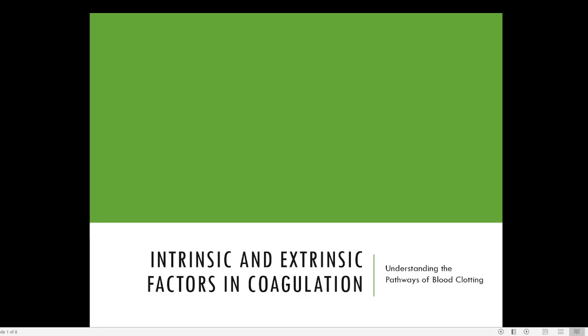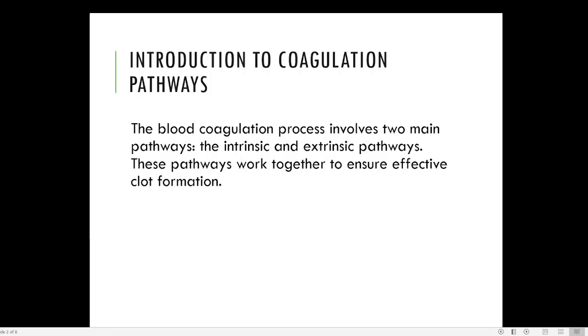So in the case of this intrinsic and extrinsic factor in coagulation, everybody knows what coagulation means: basically clotting of blood. Blood clotting is what we call by the name coagulation. Now there are certain basic events in coagulation.